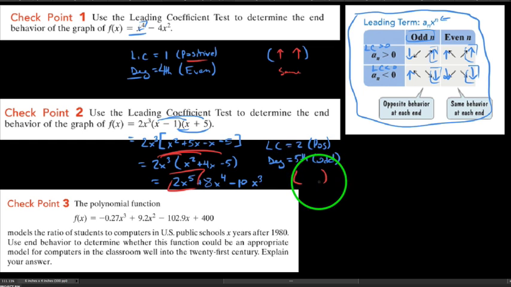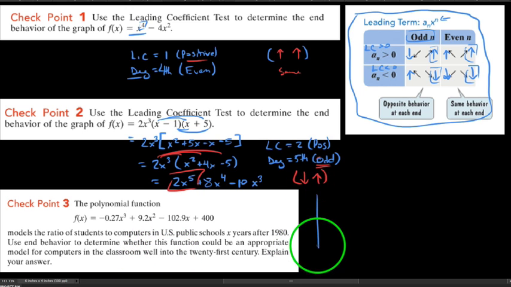So we could say that in terms of behavior, starting with the positivity of the leading coefficient, the right side rises, and then the left side must fall because we have to have opposite end behaviors on the left and right if our degree is odd. So this last little thing here, it says the polynomial function given by f of x here models the ratio of students to computers in U.S. public schools x years after 1980. So it says use end behavior to determine whether this function could be an appropriate model for computers in the classroom well into the 21st century, explaining our answer.